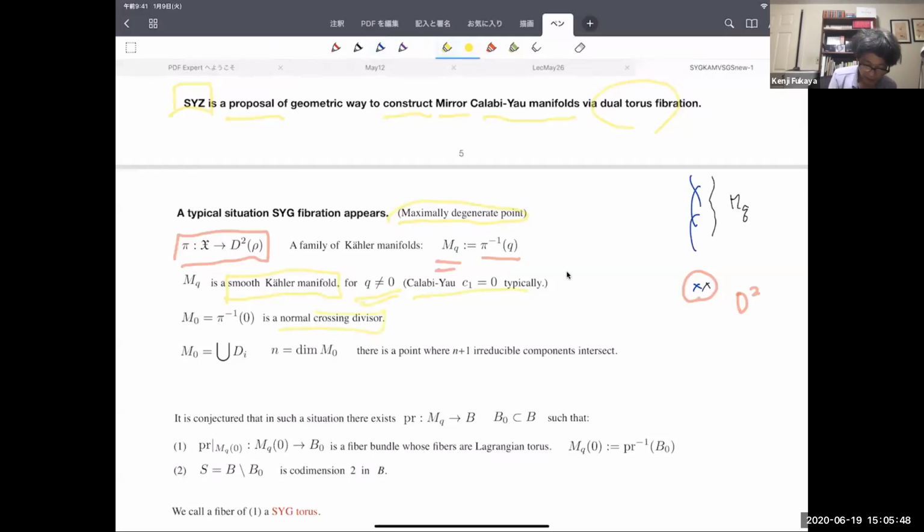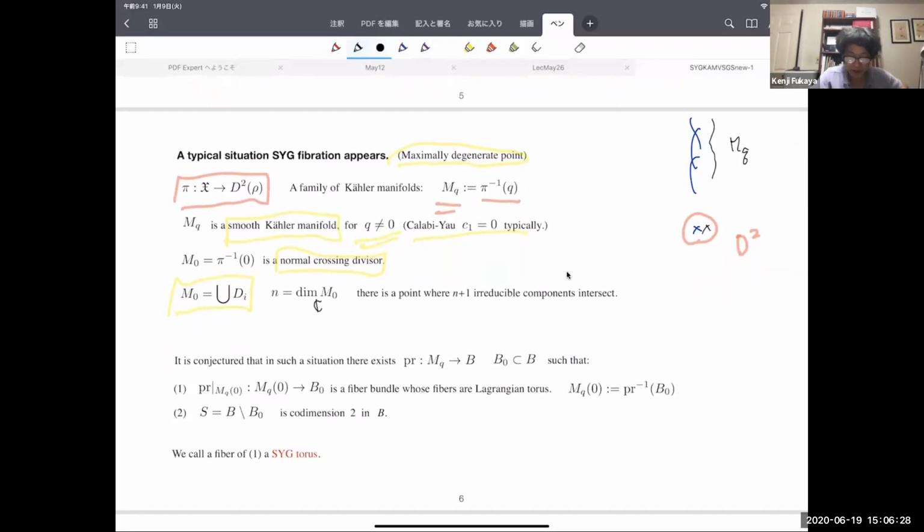normal crossing divisor. The condition we assume is that M_0 is a union of several irreducible components D_i, and they intersect in a maximal sense. I mean, the total space has n+1 complex dimensions, and D_i has complex codimension 1. So if they intersect transversally, n+1 is the maximal number, and we assume that there is a point where n+1 irreducible components actually intersect. That is called a maximal degeneration point.